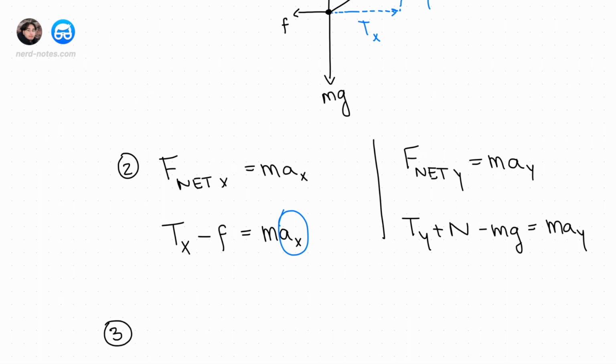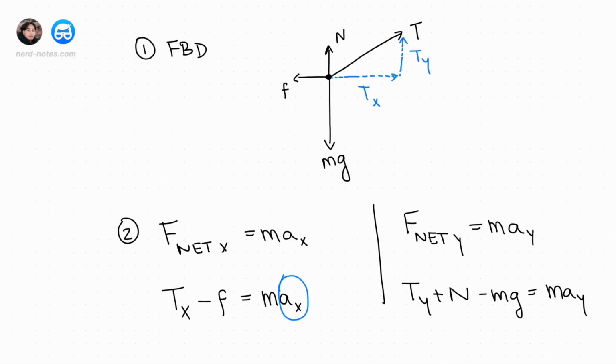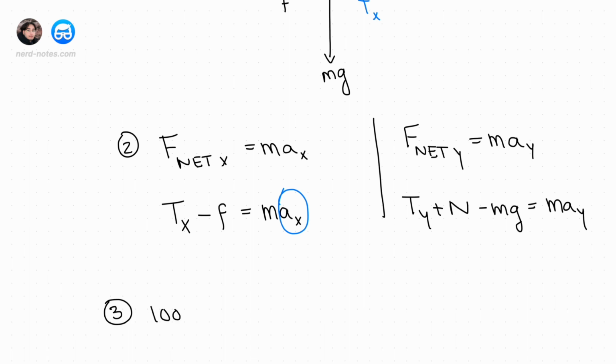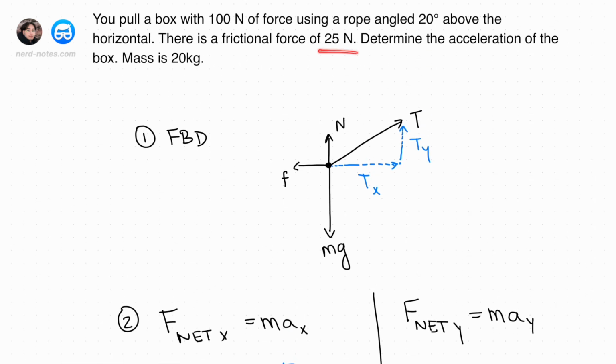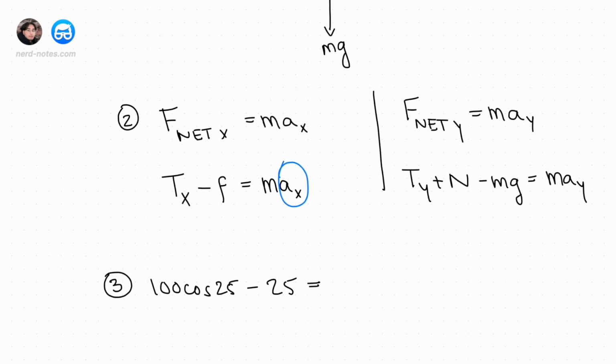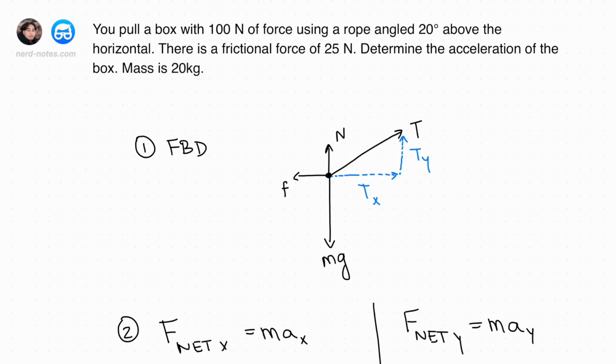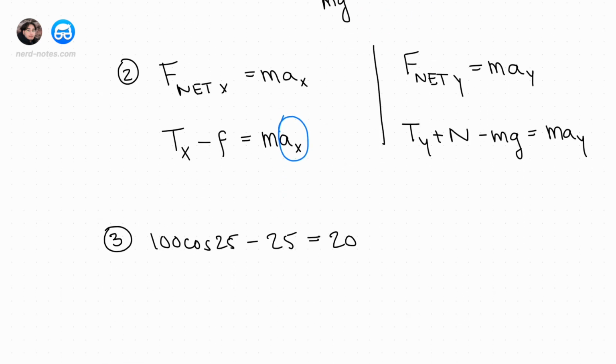So again, Tx is going to be this horizontal component. This was my angle here. And so again, to find that horizontal component, you're going to multiply the hypotenuse by the cosine of theta, because this is the adjacent side. And so we're going to say 100 cosine of 25 minus the frictional force, which in the problem told us was 25, is equal to the mass, which is going to be 20 kgs, multiplied by the acceleration.